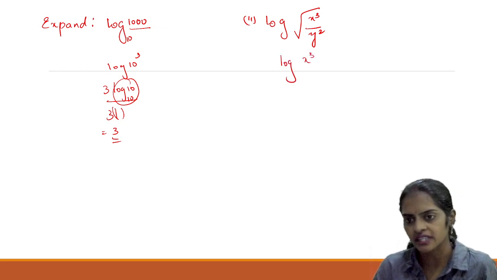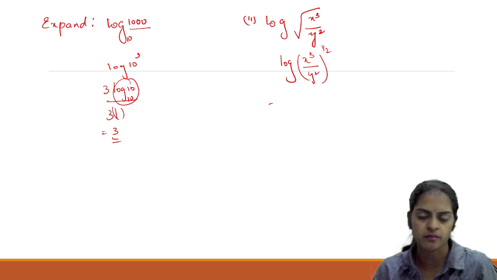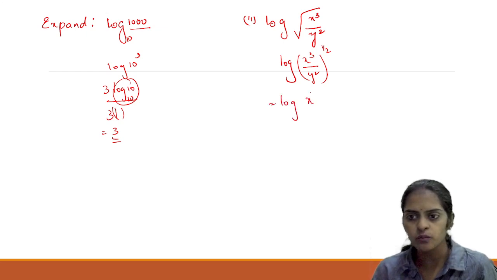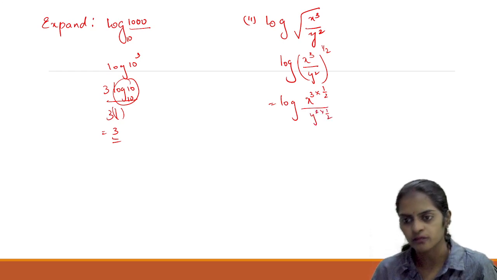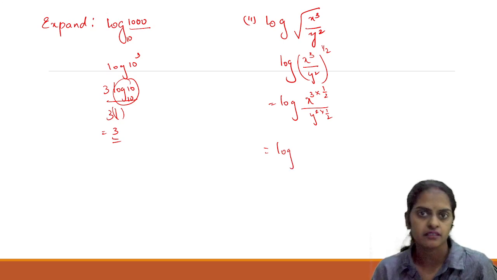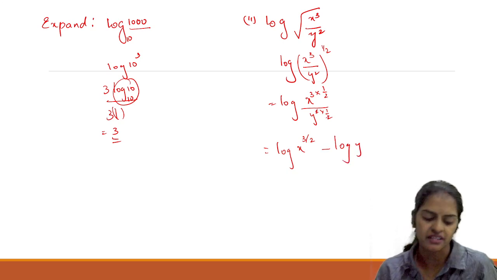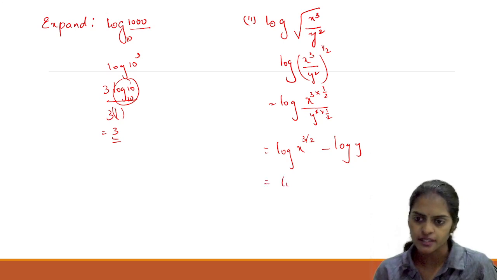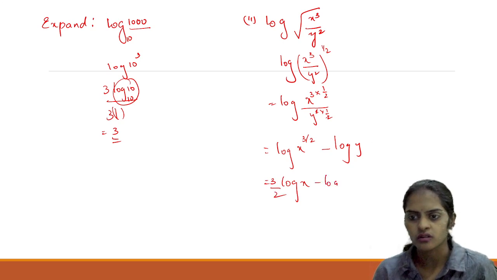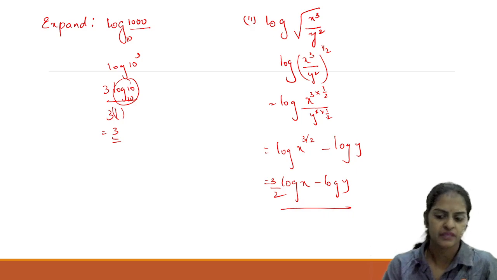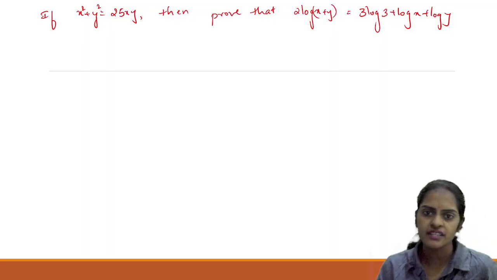This you can write as log (x cube by y square) whole power 1 by 2. Whenever root is there, it is power 1 by 2. So log x cube power 1 by 2 by y square power 1 by 2. This I can separate. It is like log a by b, so log a minus log b. Here 2 cancel, so you will get only y. So it is nothing but log x power 3 by 2, I can write here minus log y. Done.